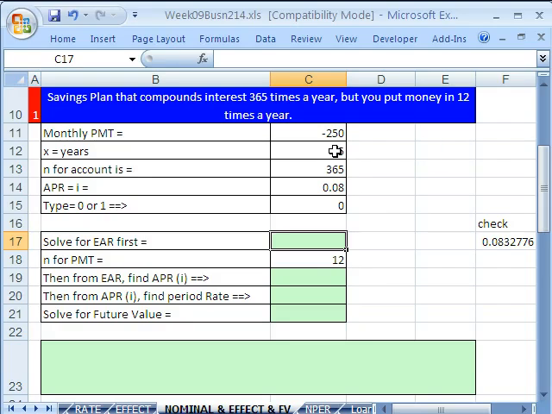For 25 years. But the account says 365, 8% APR. Now, the way you do this is kind of like a three-step process. You first solve for the new effective annual rate. Then from the effective annual rate, you figure out the annual percentage rate, and then you figure out the period rate. So you ready? We're going to use our effect.